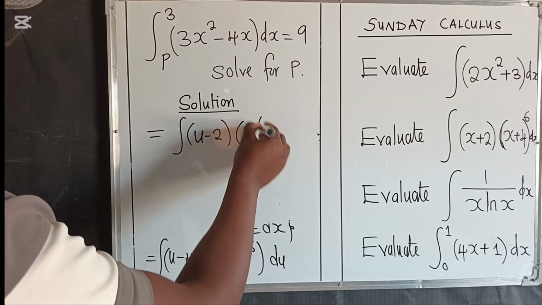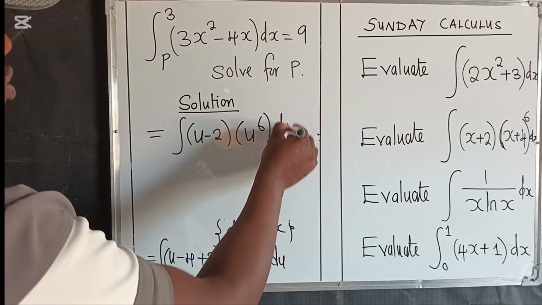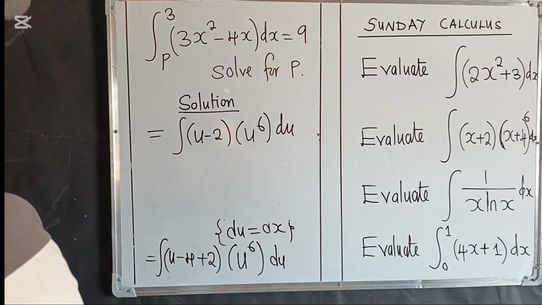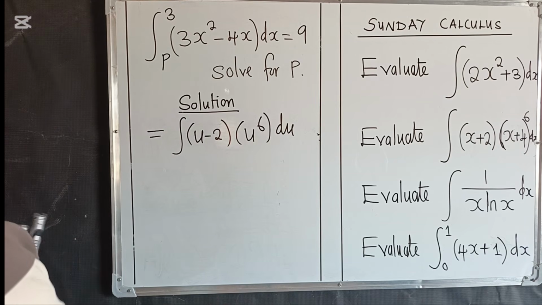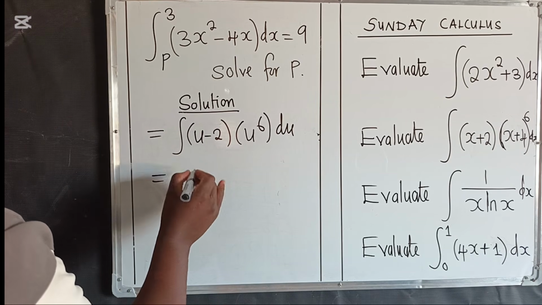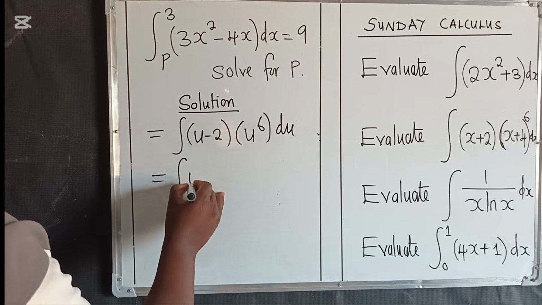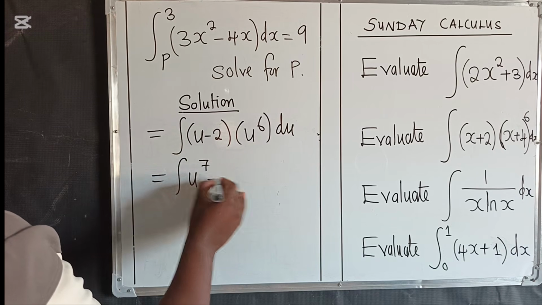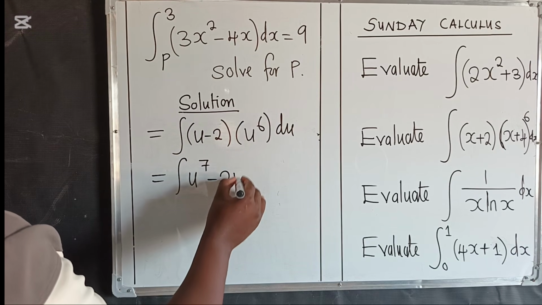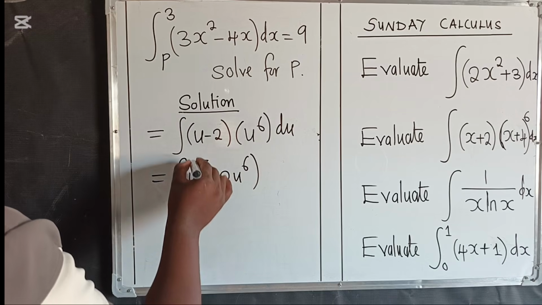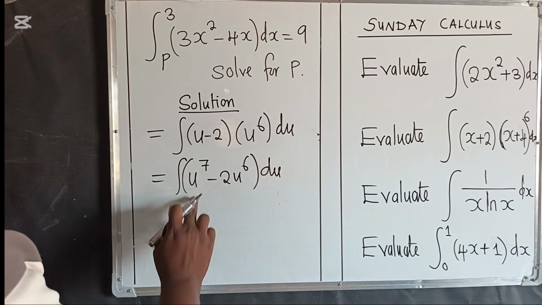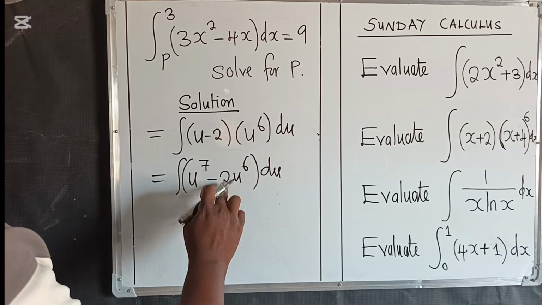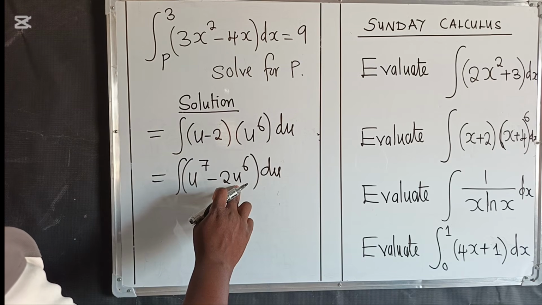And then u^6 du. This is what we have. And from here, we can get rid of the brackets. So this will simply be equal to u^7 minus 2u^6 du. Okay, have you seen? This times this gave us this. This times this gave us what we have right here.